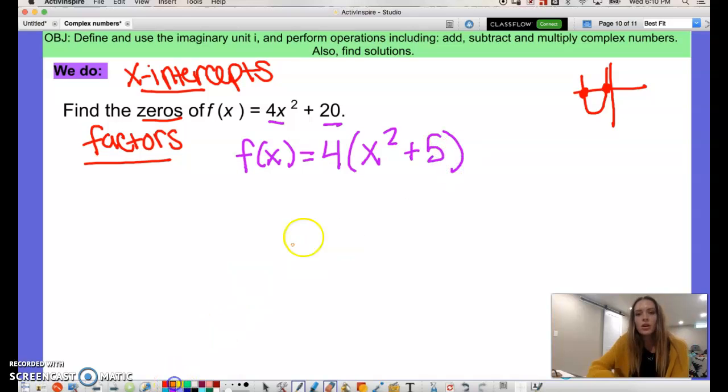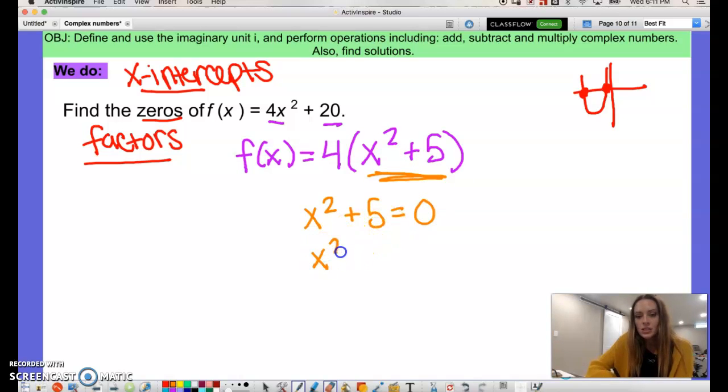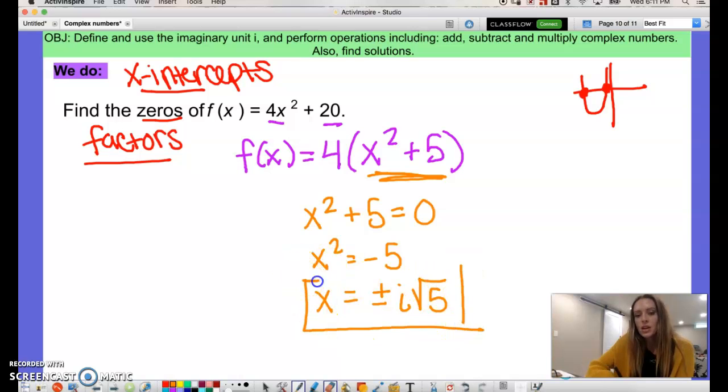Okay, so now I know that I can find my zeros using this. So we use the zero product property and talk about this piece equaling 0. When we solve for this, we get x squared equals -5, and therefore x equals plus or minus i root 5, because we square root both sides. So this means that this quadratic does not touch the x-axis, right? So it could be something like this.